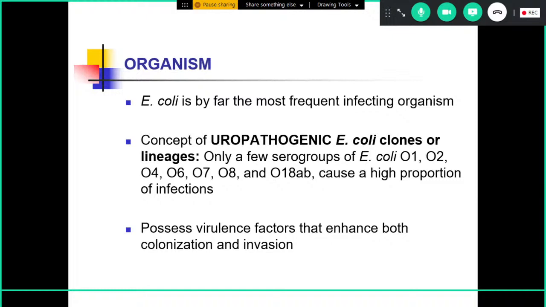Okay. So if you can remember uropathogenic E. coli, also called UPEC. You know there are other kinds of E. coli. You must have heard of diarrheogenic E. coli and all. So these uropathogenic E. coli, which are the early O groups, cause a high proportion. They possess virulence factors that enhance both colonization and invasion, and hence it causes infection.